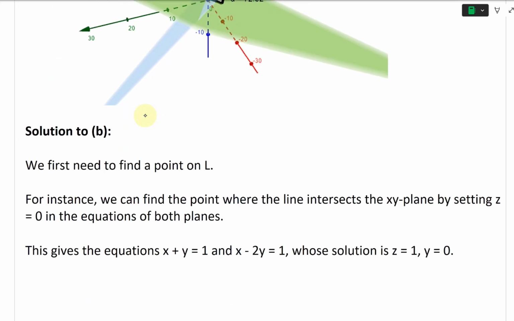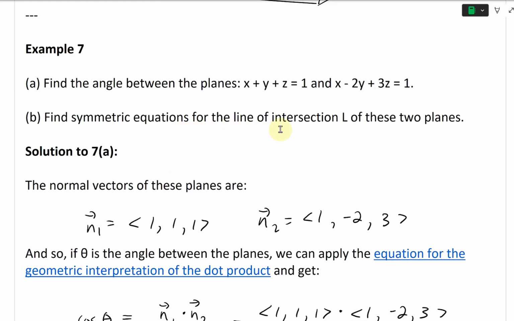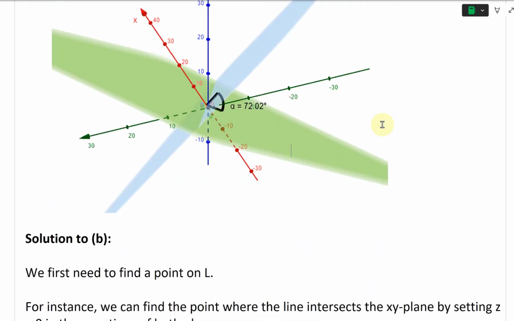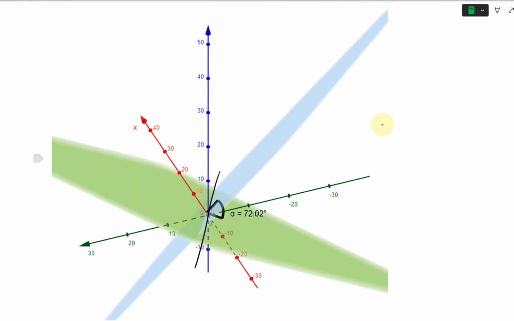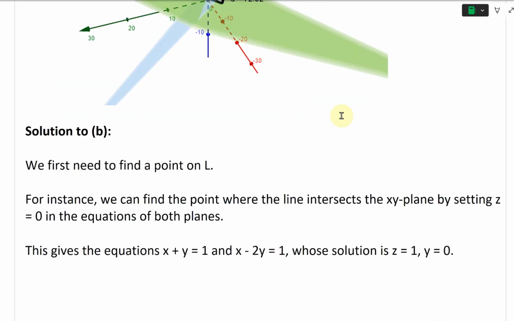Epic stuff here. All right, now let's take a look at the solution to B, which is finding the line L that intersects those two. Find symmetric equations for the line of intersection L of these two planes. So what we're asked to find is this line that's intersecting these two planes across like that. All right, so we first need to find a point on L.